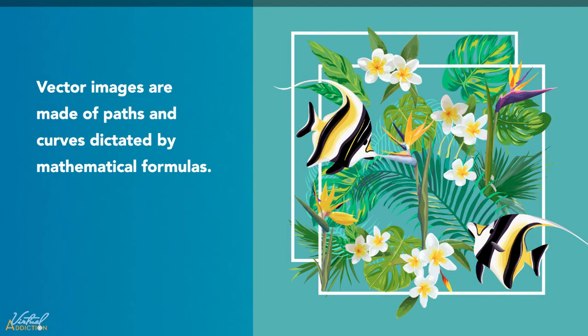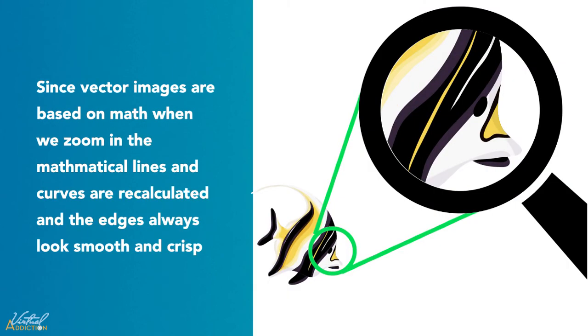Now let's switch back to vectors. Vectors use a different approach to image rendering. They're made up of paths and curves that are dictated by mathematical formulas. These paths and curves are produced exclusively through design software that's used for creating vectors. This would be something like Adobe Illustrator or Sketch. Due to their algorithmic makeup, vectors are infinitely scalable, and they'll remain smooth and crisp even when sized up to massive dimensions. As you can see, this fish image remains smooth and intact even when I zoom in.